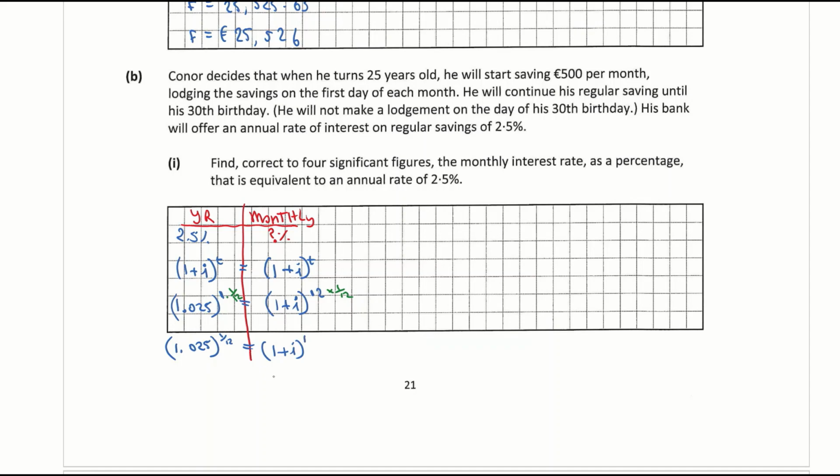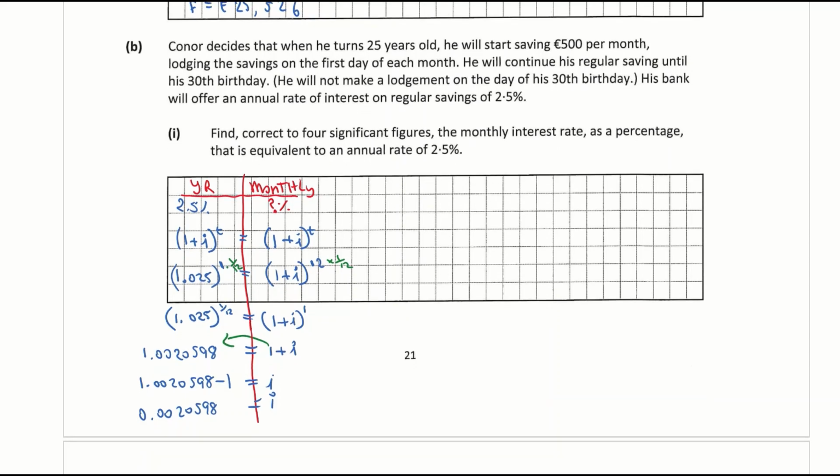Anything to the power of 1 is just itself, so I'm leaving out the bracket now. So that's 1 plus i. And 1.025 to the power of a 12th is 1.0020598. I'm then going to subtract 1 from both sides because I'm trying to solve for i here. So 1.0020598 subtract 1 is equal to i. i is equal to 0.0020598.